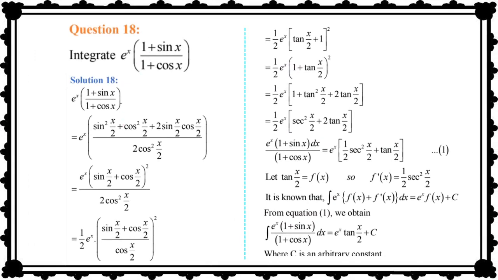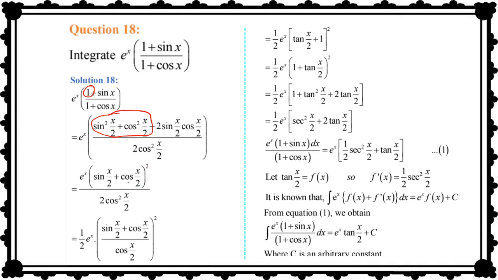18th question here: (1 plus e power x) times (1 plus sin x upon 1 plus cos x). So what are we doing? In place of 1, we are writing sin square x by 2 plus cos square x by 2. And for sin x, we are using the formula 2 sin x by 2 cos x by 2, and for 1 plus cos x, we are using 2 cos square x by 2.